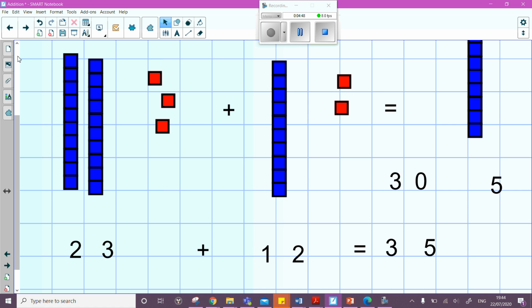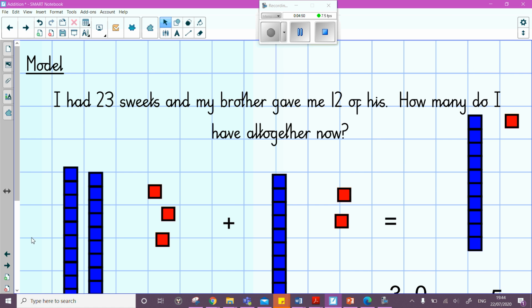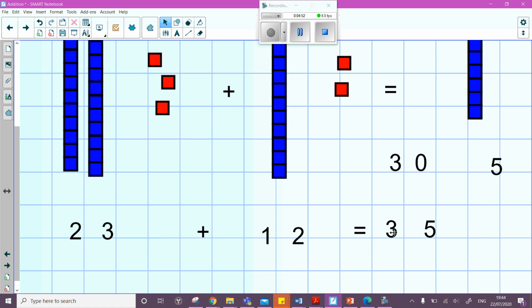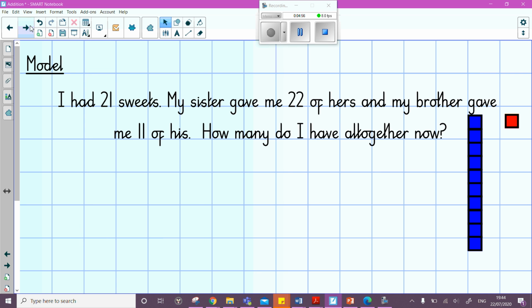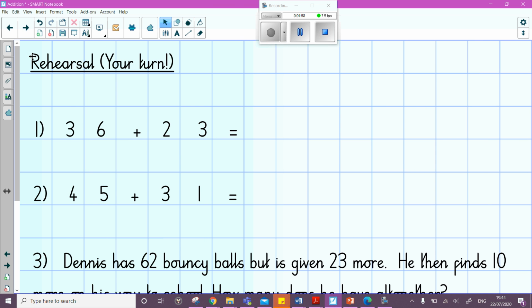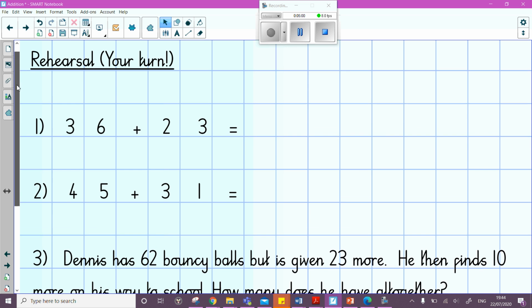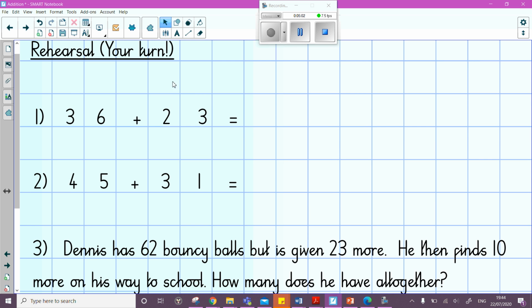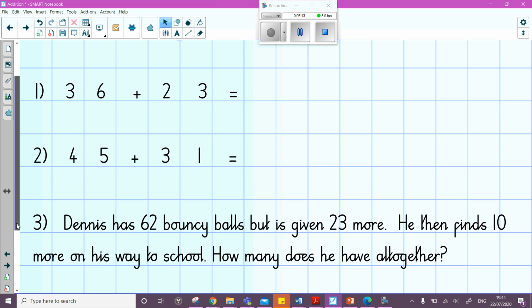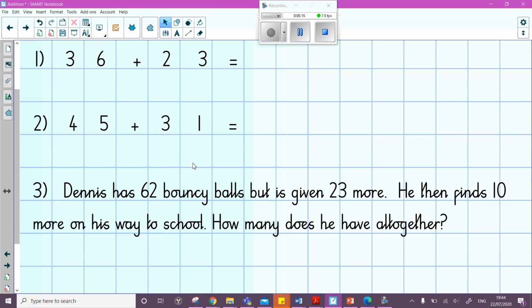So the answer to my question, how many do I have all together? I have 35 sweets all together. Now what I want you to do is to have a go yourself. So there's a couple of simpler problems there, just have fluency, just to check that you've got a really good understanding of how to add. You can draw your pictures, maybe you could use a piece of paper, use an iPad, and then can you move on to solving a word problem?